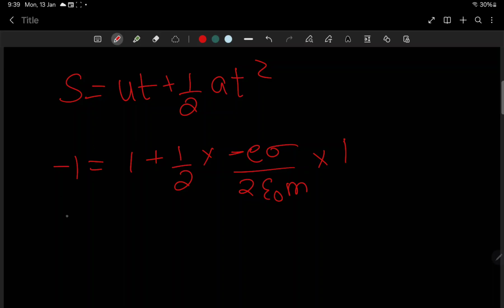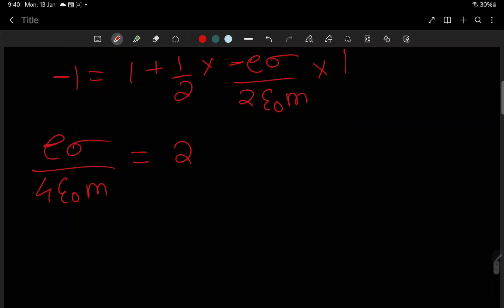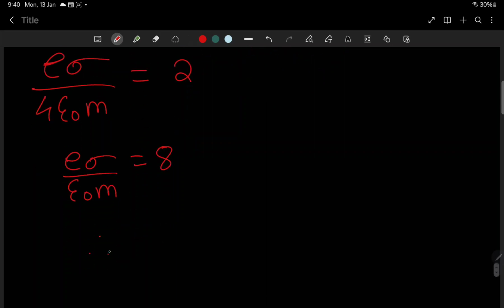So what we will do, we'll take this here, we'll interchange it. Therefore what we get is e sigma by 4 epsilon 0 m is equal to 2. Okay, now take it to the other side. We got e sigma by epsilon 0 m equal to 8. Therefore sigma can be written as 8 epsilon 0 m by e.